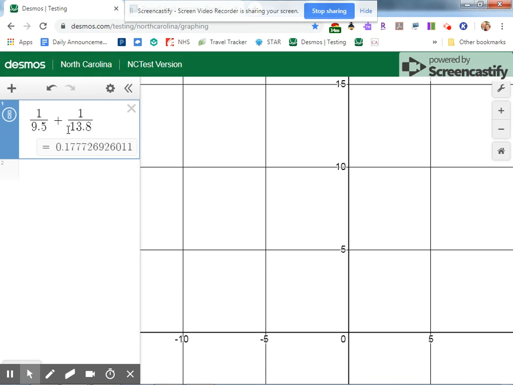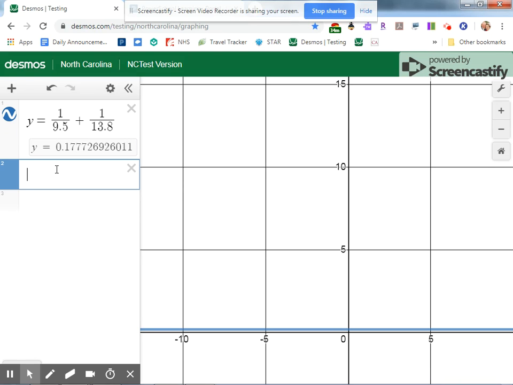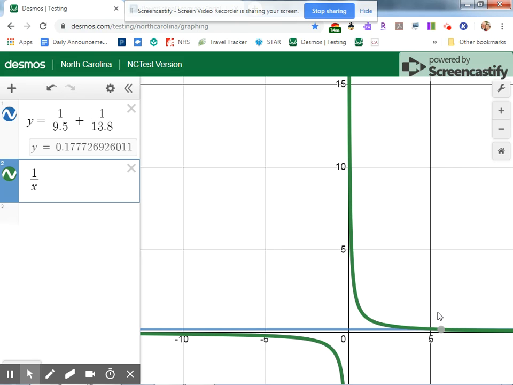So 1 over 9.5 plus 1 over 13.8. Now, you do have to be careful with this because this doesn't have a variable. Remember, if it doesn't have a variable, we have to do y equals. We have to do y equals for it to graph. If you don't, then it just gives you the number. So we graph that, and we graph 1 over x, and we can see there's an intersection right there.